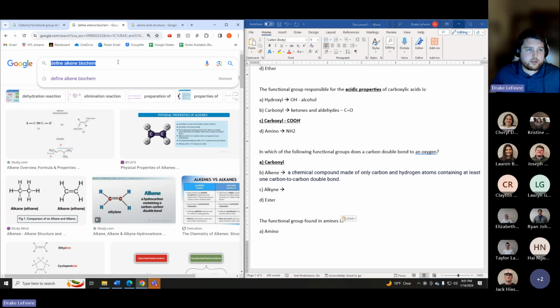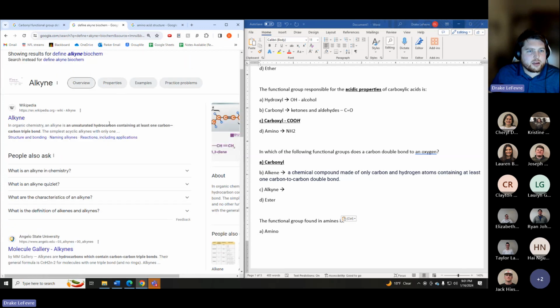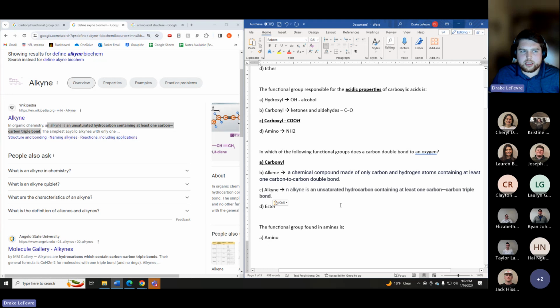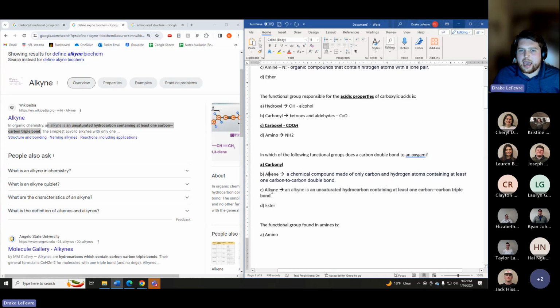Okay, so now we have an alkyne. I spelled it wrong, but it fixed it for me. An alkyne is an unsaturated hydrocarbon containing at least one carbon-carbon triple bond. So now this one has a triple bond. We'll get into some of these later on, where alkenes, alkynes, and aldehydes break down and become each other, and then reverse and become other things. We'll talk about oxidation-reduction reactions and all that sort of good stuff.